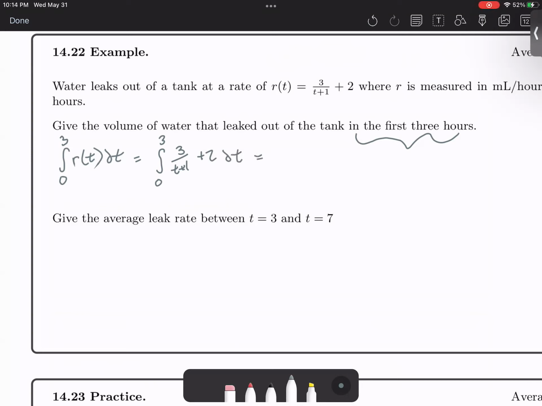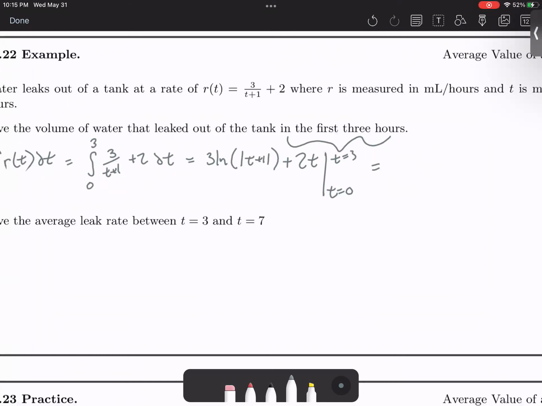All right, so I need to find an antiderivative and evaluate it at the difference of 3 and 0. So this will anti-differentiate to 3 times the natural log of t plus 1 plus 2t, which we will then evaluate from time equal to 0 to time equal to 3. Now we just need to plug this in.